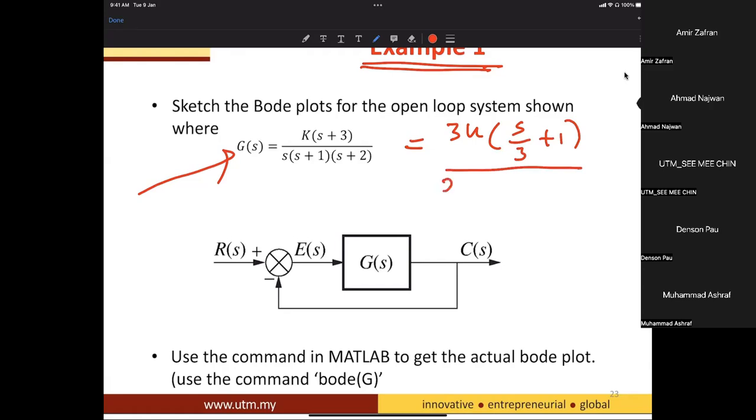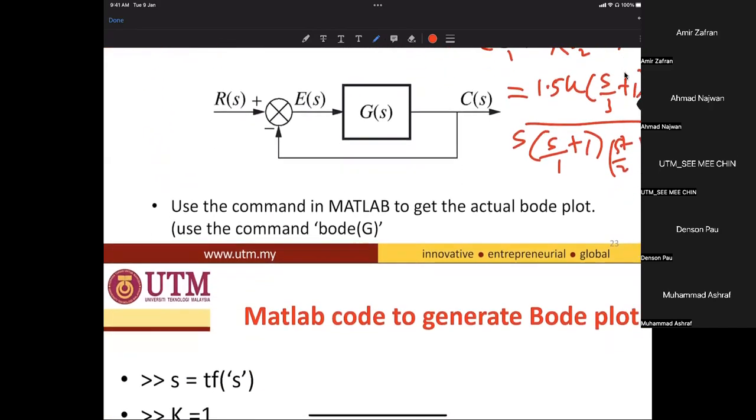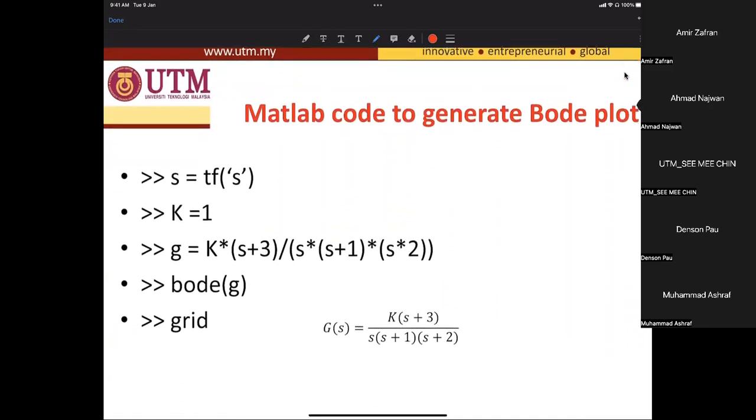So (s plus 3) over (s plus 1)(s plus 2). This will give you 1.5K times (s over 3 plus 1) over (s over 1 plus 1)(s over 2 plus 1). And use the command in MATLAB to get the actual Bode plot.